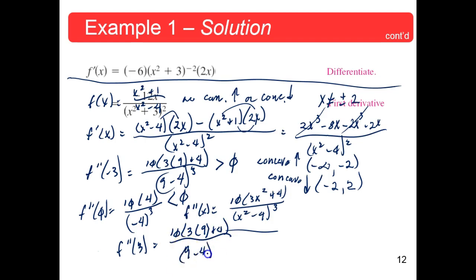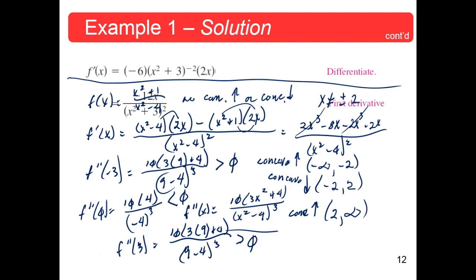We've seen this before, haven't we? Cubed, and what does that tell you? Always positive. Which means what about the concavity? Concave up from 2 to positive infinity. Perfect. See how the book did? Concave up, concave down, concave up.